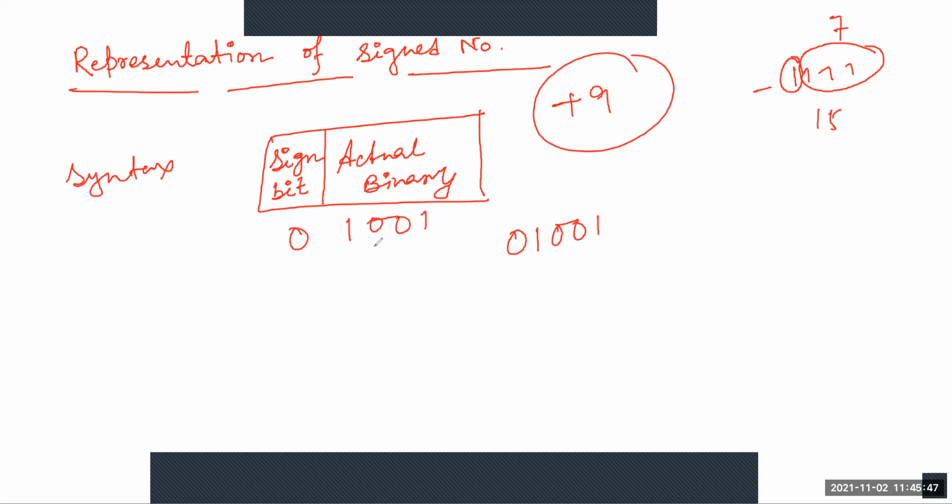Because for 9, this is 8 plus 1, so this is 1 0 0 1, and this is plus, for plus I have said 0. If it is minus, then in that case it is 1 1 0 0 1. You are getting or not? Is it clear for all of you? Yes, sir. So in this way this is the process of representation of signed numbers. Till now I have discussed only the sign magnitude representation. Okay. The next is the complement form.